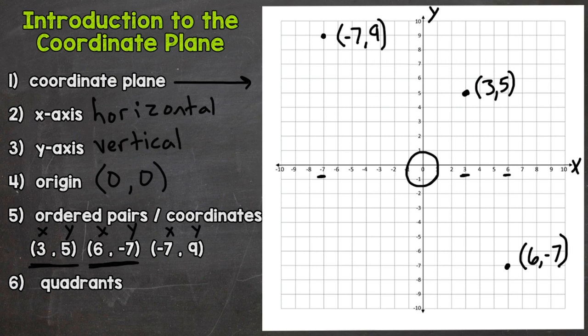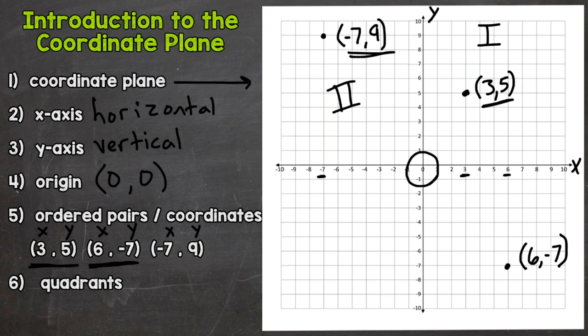Lastly, we have quadrants. Now, if you look at your coordinate plane there, you'll notice that we have 4 sections: top right, top left, bottom right. So this 3, 5 right here, this top fourth, this is considered quadrant 1. I'm going to use Roman numerals here. Now I'm going to jump to the left where negative 7, 9 is. This is considered quadrant 2. So negative 7, 9, that point is plotted in quadrant 2.